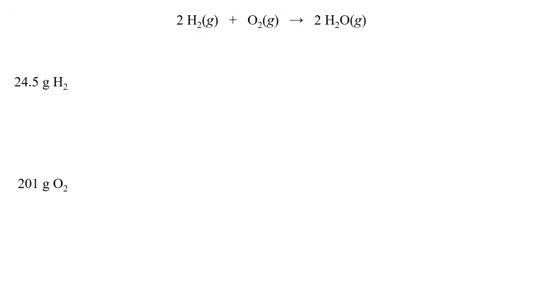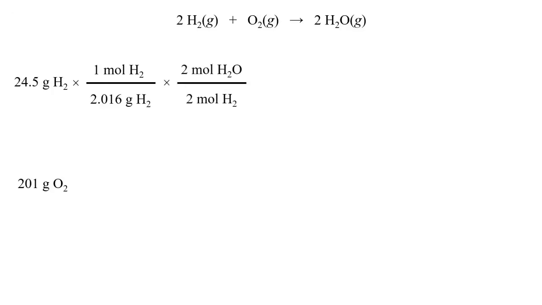So in our first step, we're going to go from grams to moles using the periodic table. So the molar mass of H2 is 2.016 grams. Then we go from moles of hydrogen to moles of water. You've already seen that ratio before, 2 over 2. And then back to grams.